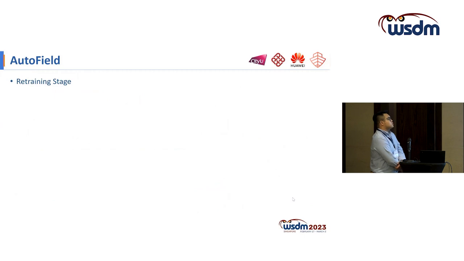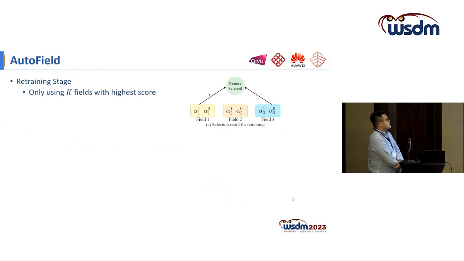After the search stage, we should select all the predictive features and retrain a deep recommendation model for deployment. There are three steps for the retraining. The first is a hard selection. That's to say, we select several feature fields with the highest scores, highest alpha 1i. In the example on the last slide, we select field 1 and field 3 as the predictive features. This is the selection step.